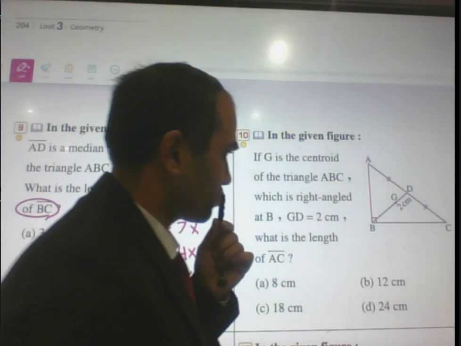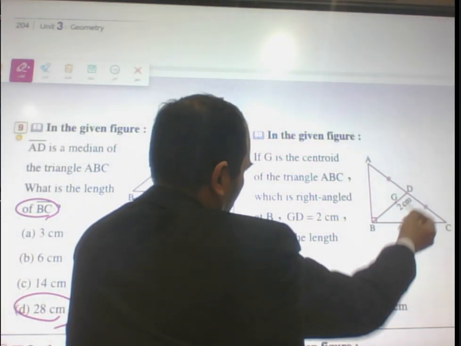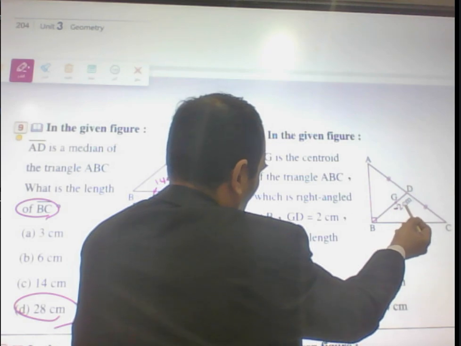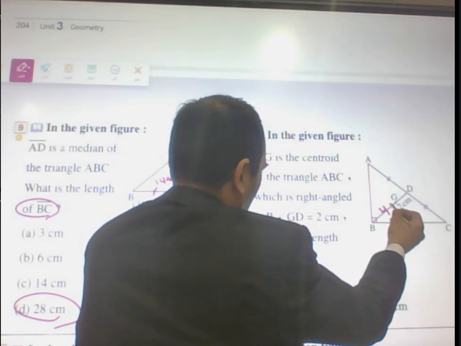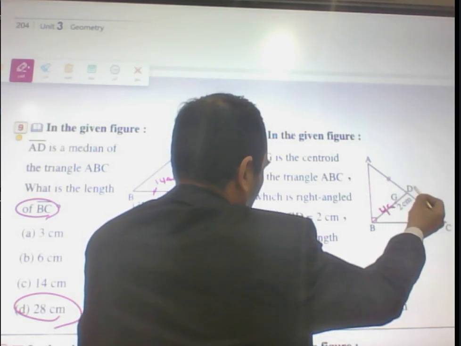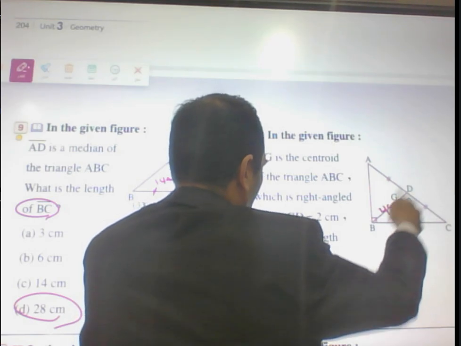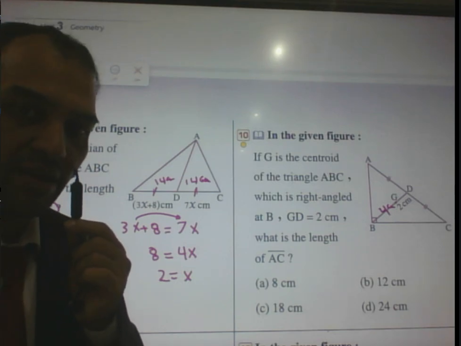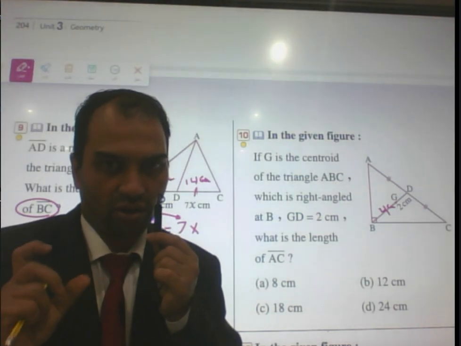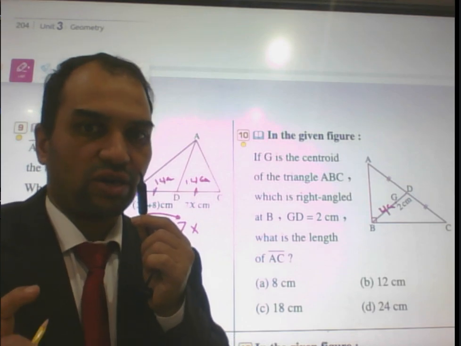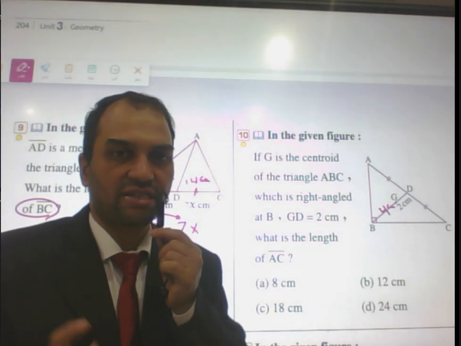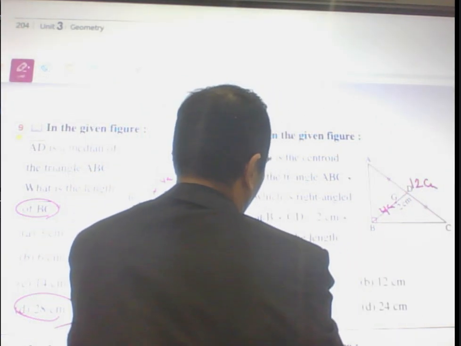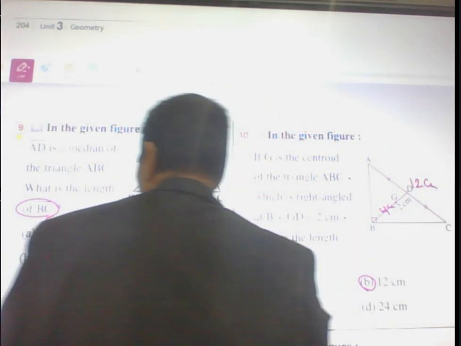Next question here. He gave me G is the centroid point of the median. Then CG will be half of GB. GB is twice 2, which equals 4 centimeters. So the length BD will be 4 plus 2, which is 6. And BD is the median of the right angle triangle, so BD is half of AC. Then the length of EC will be twice BD. BD is 6, so 2 times 6 equals 12. Then EC will be 12 centimeter. He asked about EC, it will be 12 centimeter.